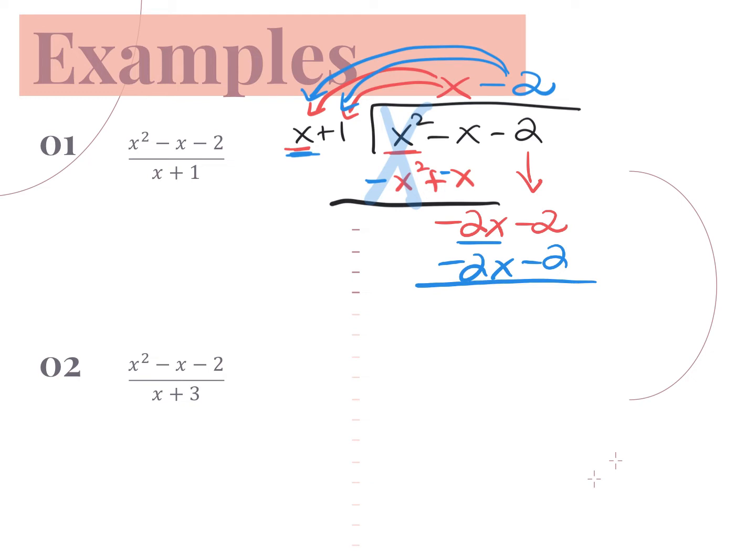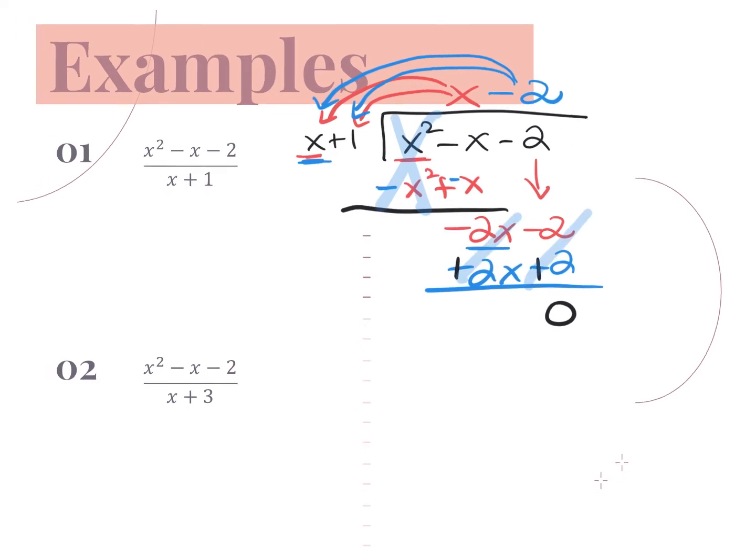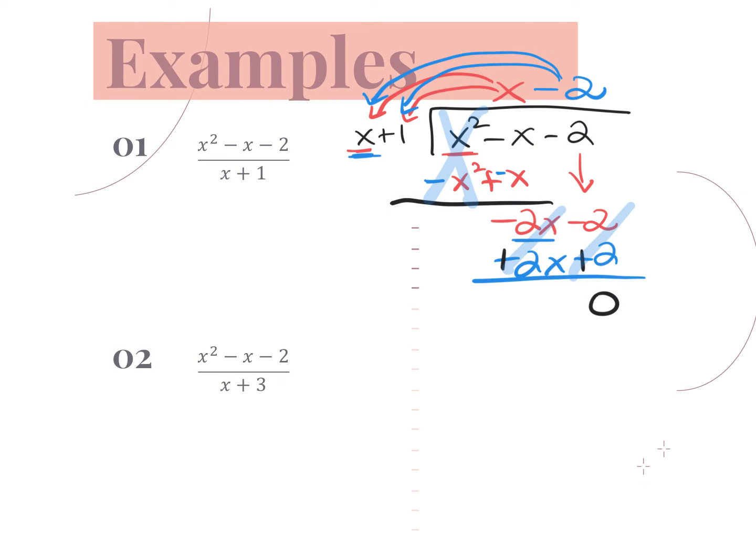Change the signs to opposite. And now I'll add my like terms. Negative 2 plus 2 is 0. Negative 2x plus 2x is also 0. So both of these canceled out. I get a remainder of 0. So my quotient here, or the answer, is going to be x minus 2.